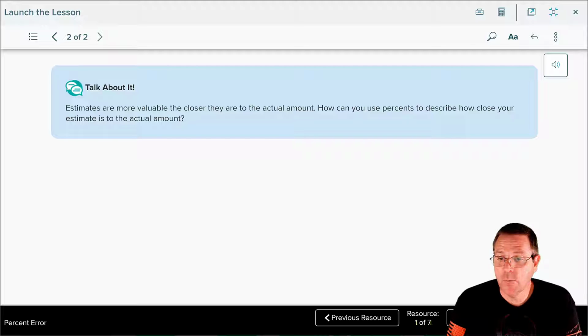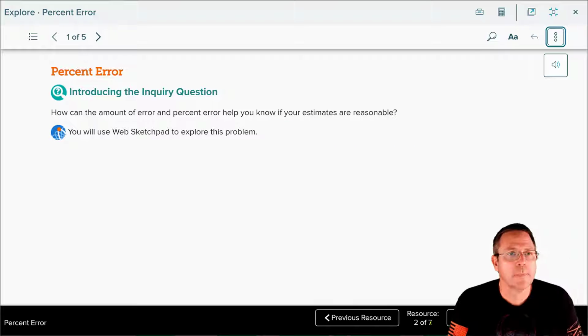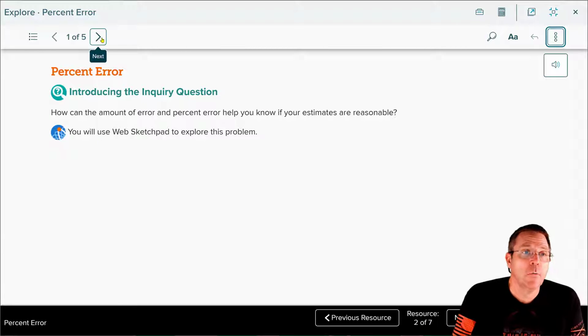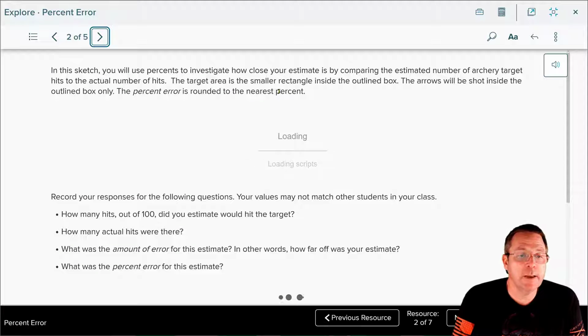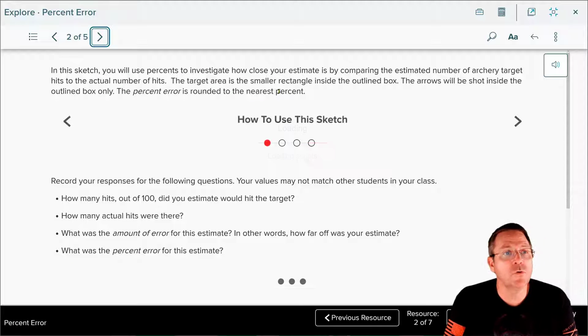And check this out. We only have 7 resources. Maybe this one will go quick. How can you use the amount of error and percent error to help you know if your estimates are reasonable? Well, let's dive into it and find out, and we get to use all kinds of cool tools.